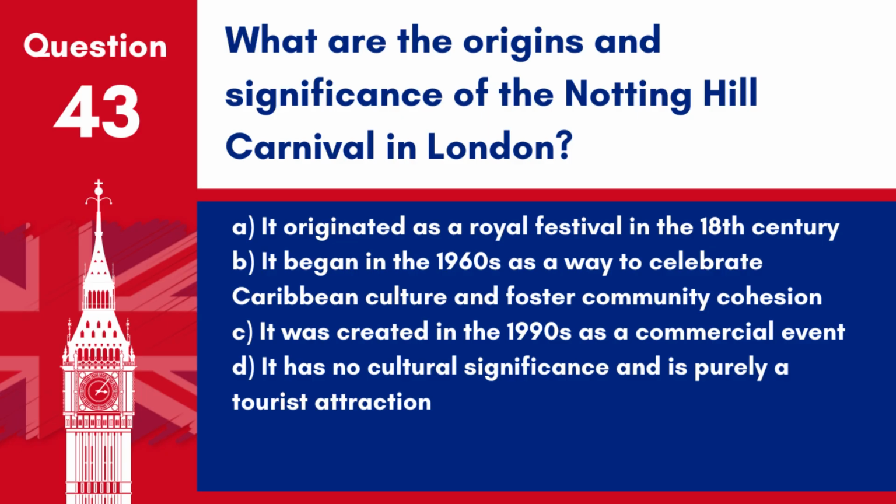Question 43. What are the origins and significance of the Notting Hill Carnival in London? A. It originated as a royal festival in the 18th century. B. It began in the 1960s as a way to celebrate Caribbean culture and foster community cohesion. C. It was created in the 1990s as a commercial event. D. It has no cultural significance and is purely a tourist attraction.